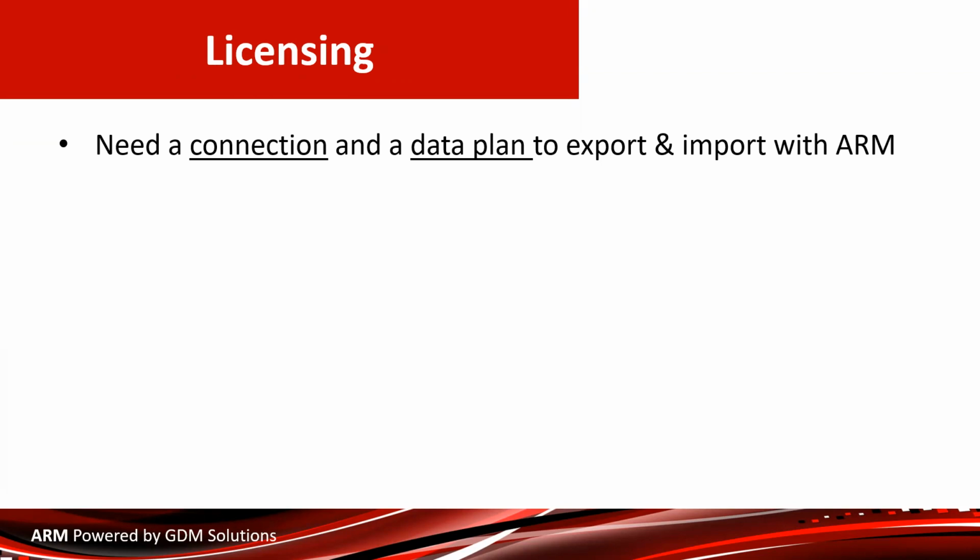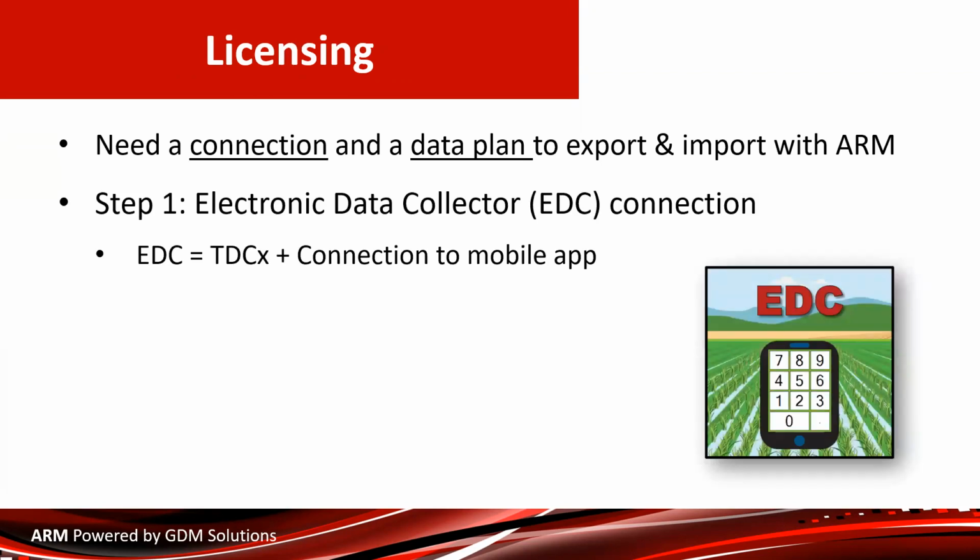To get a look at the licensing involved, there's really two components, a connection and a data plan. The electronic data collector add-in, we call it EDC, is the connection between the ARM software on your computer and data collection apps like ARM Mobile. At a technical level, it's basically enabling your ARM to export your trial definitions and that base information, which then can be used by ARM Mobile.